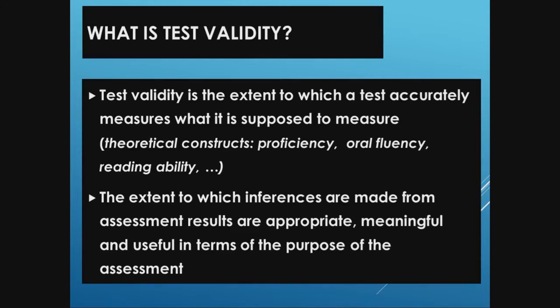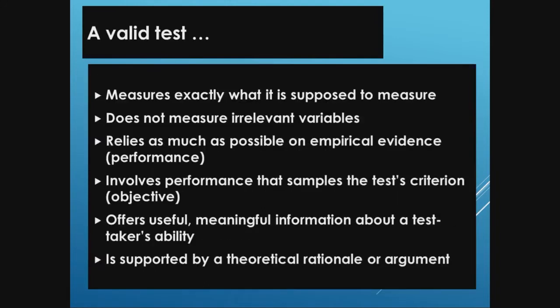In other words, we say test validity is the extent to which inferences made from assessment results are appropriate, meaningful, and useful in terms of the purpose of the assessment. So that's what test validity is. And we can say that a valid test measures exactly what it is supposed to measure. A valid test does not measure irrelevant variables, and a valid test relies as much as possible on empirical evidence, such as the performance of the students or of the test takers, and it involves performance that samples the test criterion, like the objective of a course, for example.